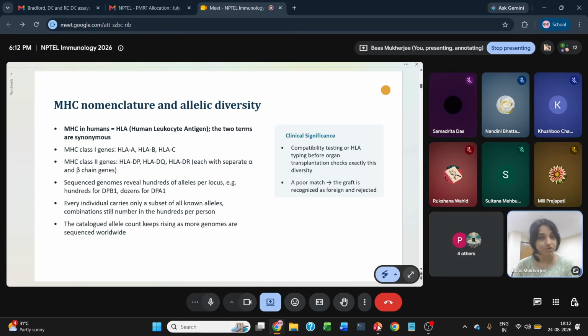Then there are class 2 genes, which are called HLA-DP, DQ and DR. Now what is this D? Please read about that, okay? These again have two separate genes each, an alpha gene and a beta gene. We will see this in the figure in the upcoming slide, okay?